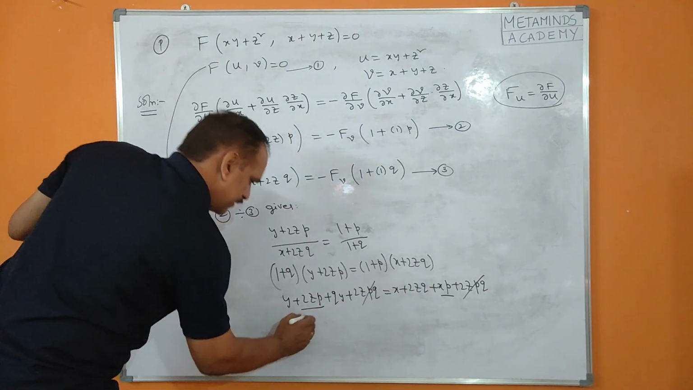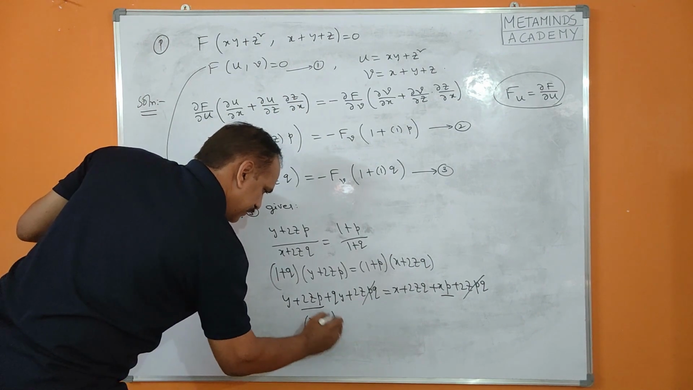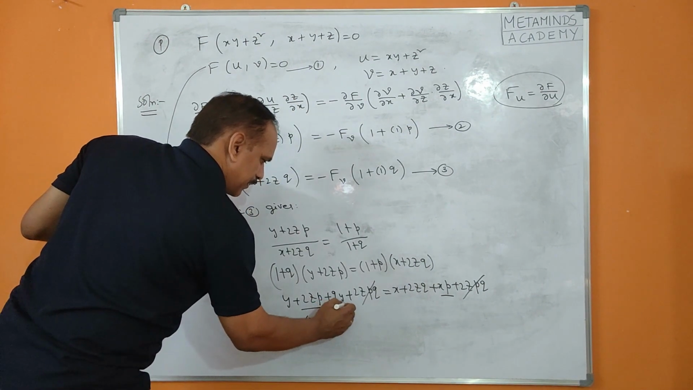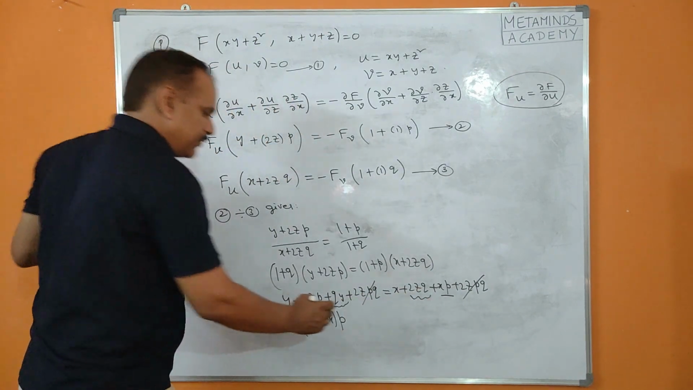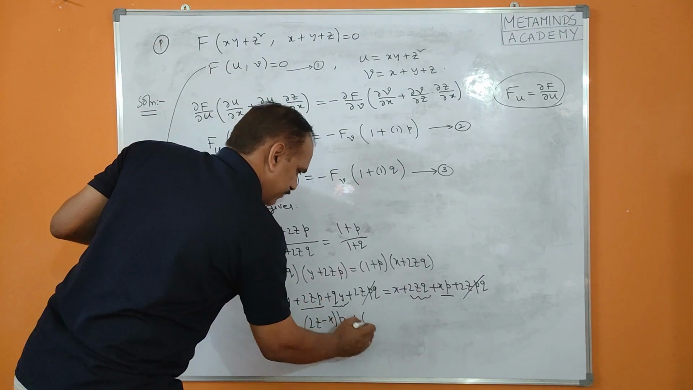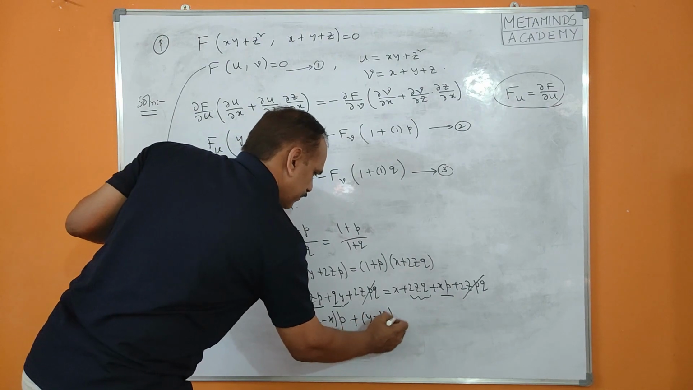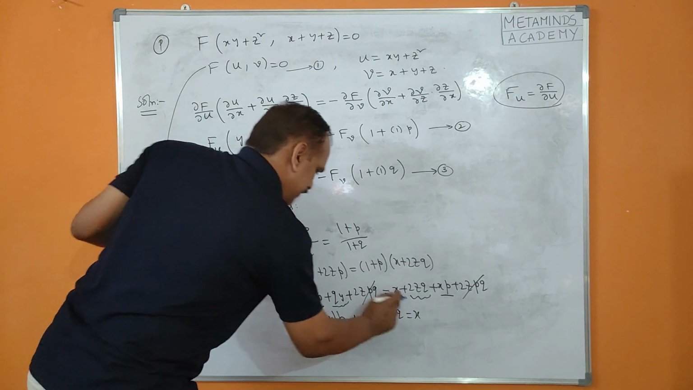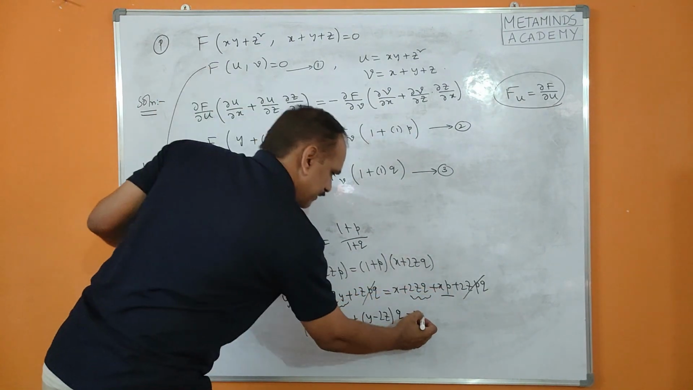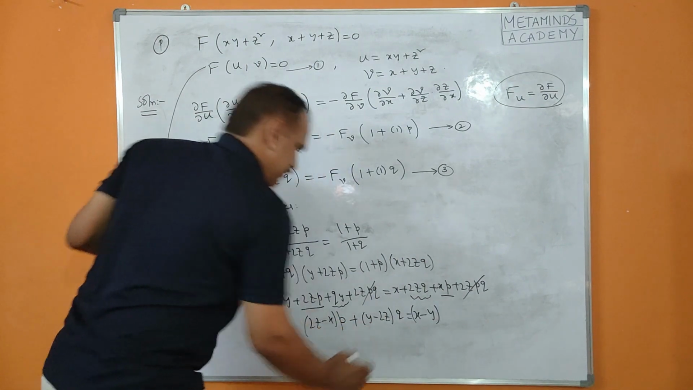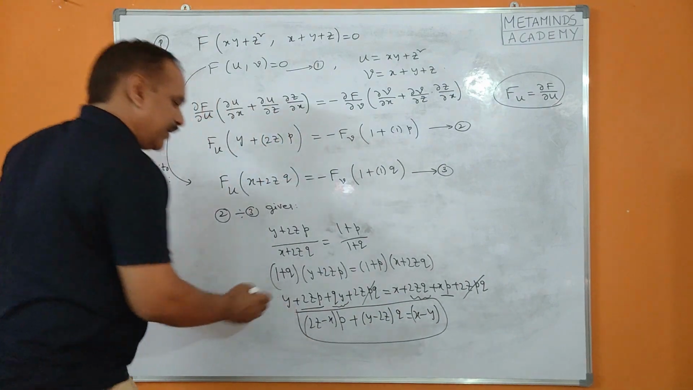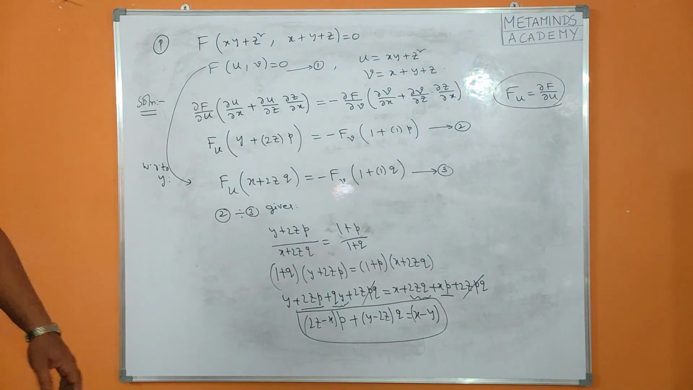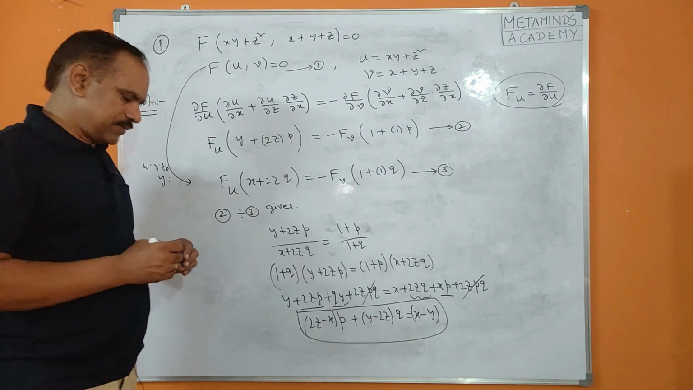You take one side: it is (2z minus x) into p, and on the other, (y minus 2z) into q equal to x. You take this y to the right hand side, it is minus y. So this is the required partial differential equation of first order.